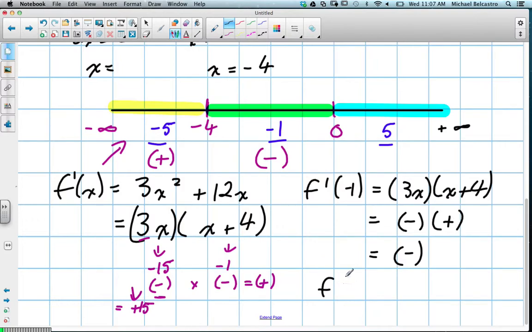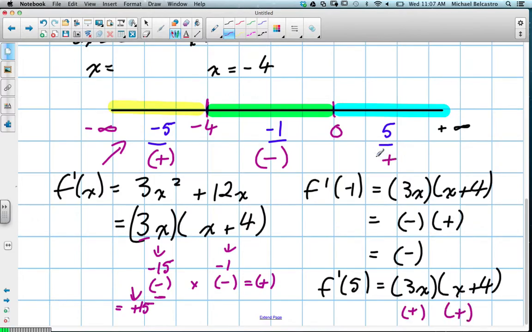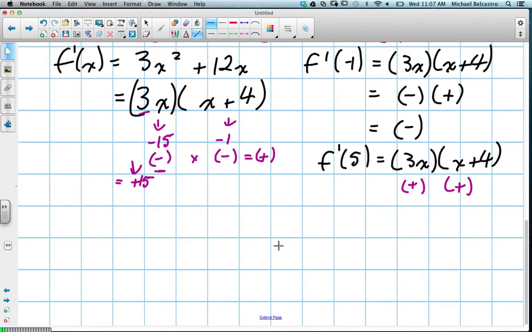And finally, f prime 5, exact same idea. 3x and x plus 4. We're going to get a positive and a positive, so this is increasing during this interval. So we can now create a rough sketch of what we think this graph would look like.